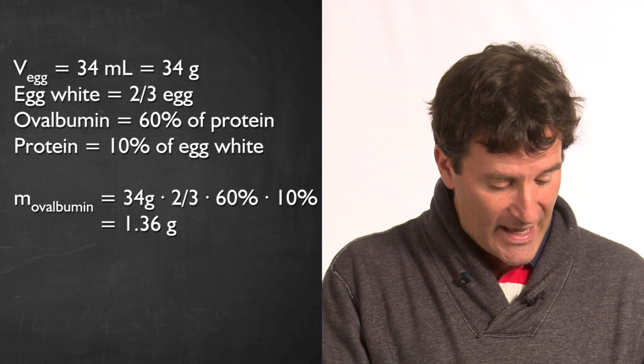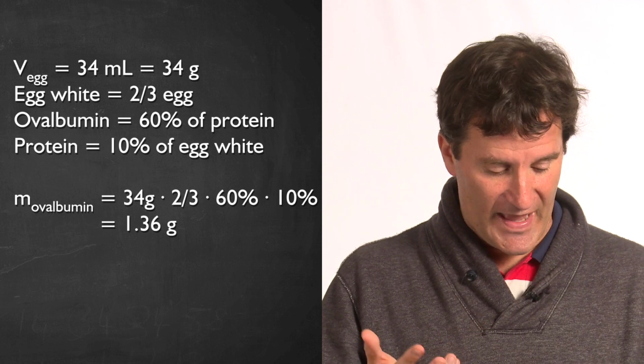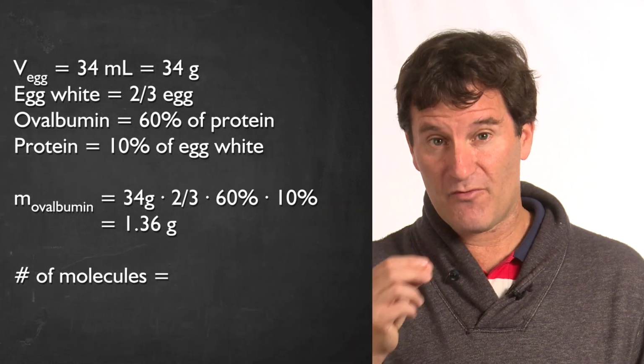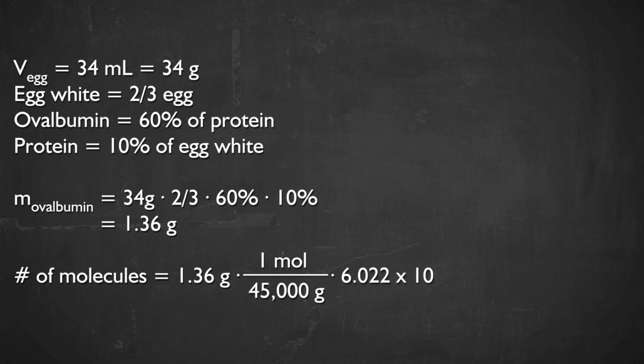Okay, now ovalbumin has a molecular weight of about 45,000. To convert that to the number of molecules, I take 1.36 grams, divide by 45,000 grams per mole, and multiply by Avogadro's number, 6.022 times 10 to the 23. That gives me 1.8 times 10 to the 19 molecules. That's a lot of molecules in a single egg.